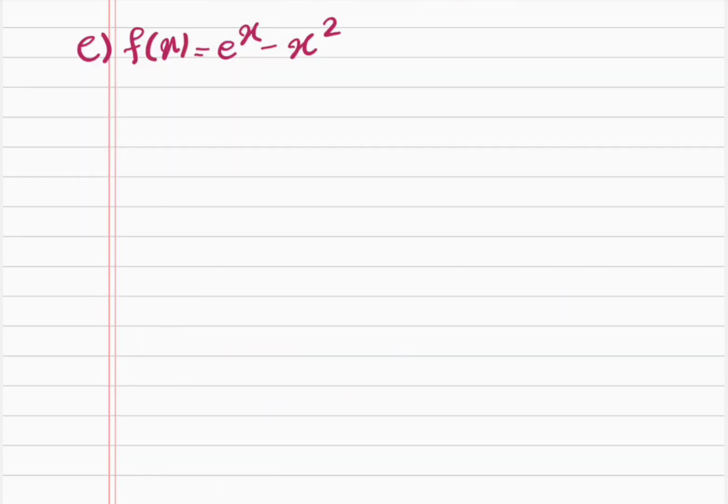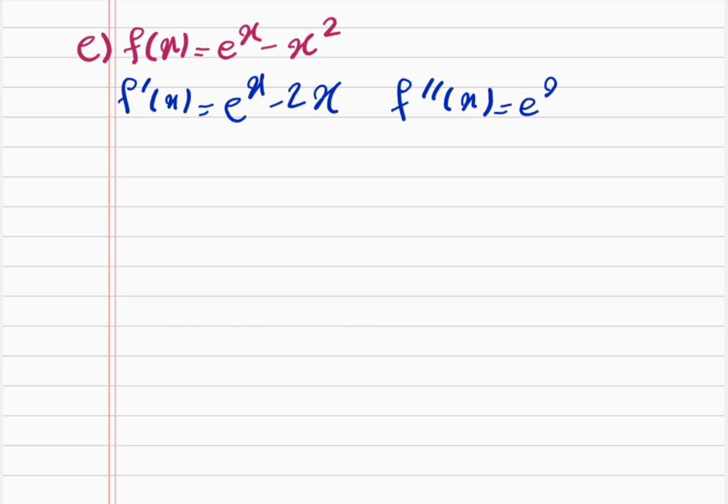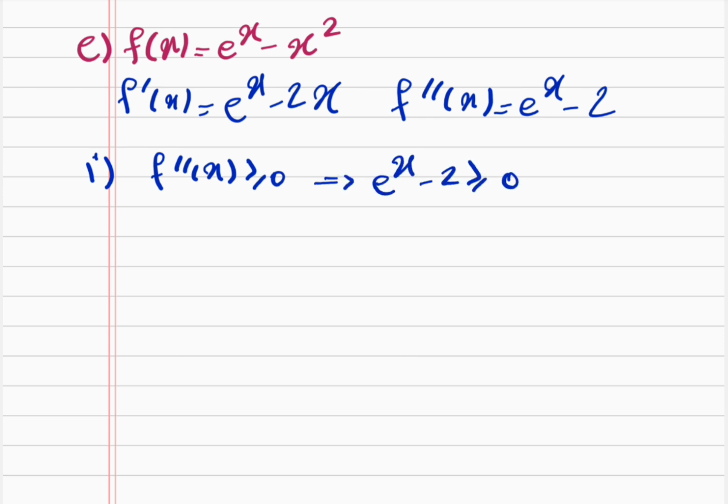Okay, so for part E we have the function e to the x minus x squared. Let's find the second derivative. f dash x is equal to e to the x minus 2x, and the second derivative is e to the x minus 2. Now that we have the second derivative, for part I, we want to find when the function is convex. So in order to show when the function is convex, we solve the inequality f double dash x is greater than or equal to 0. So that means e to the x minus 2 is greater than or equal to 0.